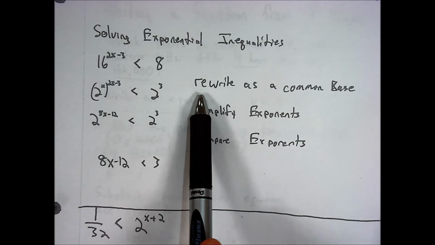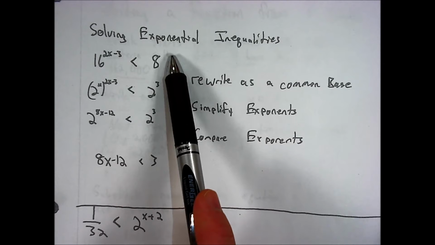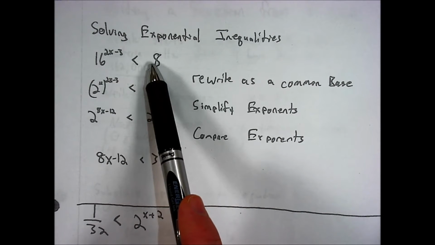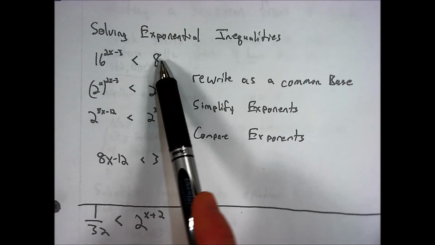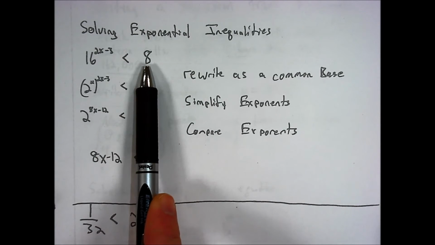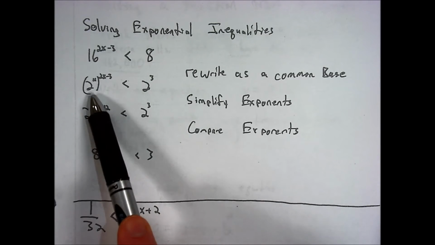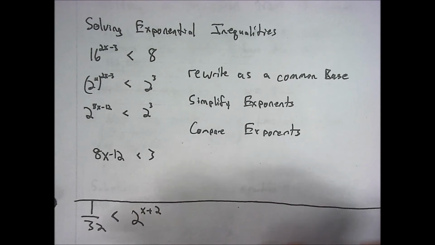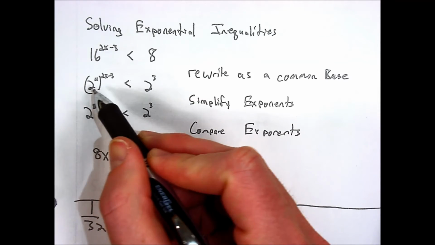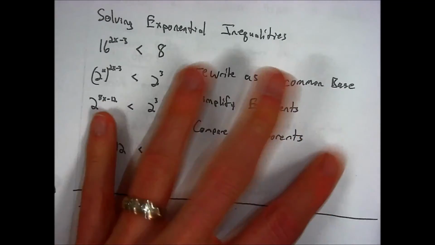Just like with day 1, we want to rewrite as a common base. So 16 and 8, you're thinking, is it 8? Is it 4? 16 is not a power of 8. 16 is a power of 4, but 8's not a power of 4. They are both powers of 2, though. 2 to the third is 8, 2 to the fourth is 16. So we're going to rewrite them as 2's. 16 is 2 to the fourth: 2 times 2 is 4, times 2 again is 8, times 2 again is 16.